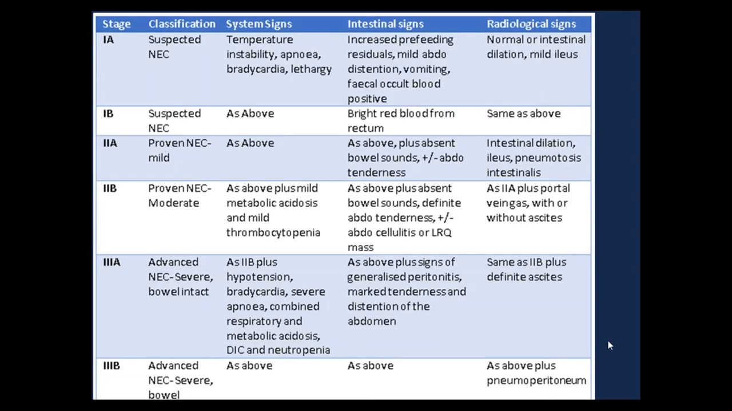Most of us are still relying on Bell's classification for diagnosis or staging of NEC. In this case, if we rely only on the X-ray plus clinical presentation, we would consider this case as stage 2A. But after applying ultrasound techniques, we excluded this case from being treated as NEC, and we restarted feeding, and no antibiotics, no other interventions were considered.